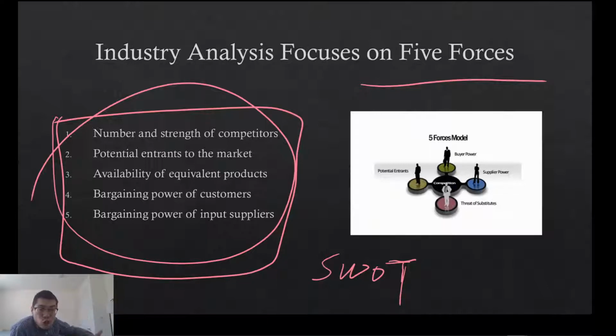Do we have new competitors probably going to enter the market in the future? And if so, what are they going to be like? And what is their strength, right? What is the potential and availability of equivalent products? Do we have any substitutes for our own products? If so, then how do we distinguish our products from the substitutions, right?